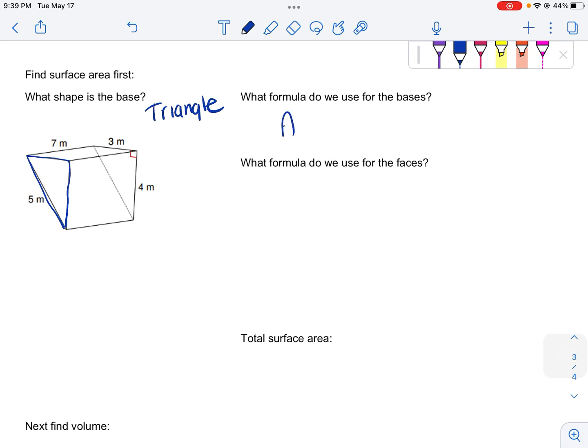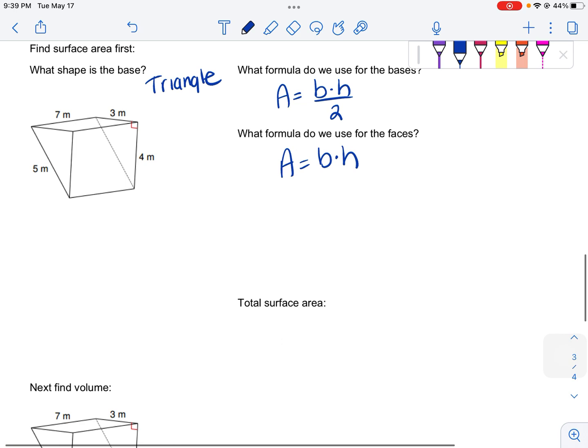The formula that you use for a triangle is base times height divided by 2. And then if we look at the other faces, you can see that if we outline those, they are all rectangles. And so the area for a rectangle is base times height. So those are the 2 formulas that we're going to need to find the surface area of this prism.